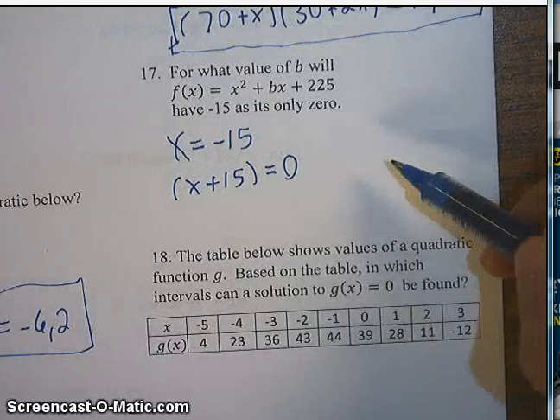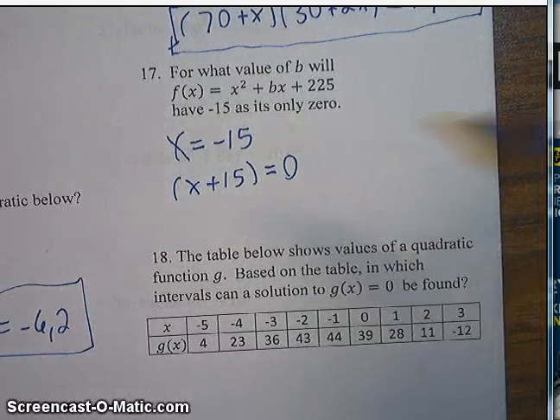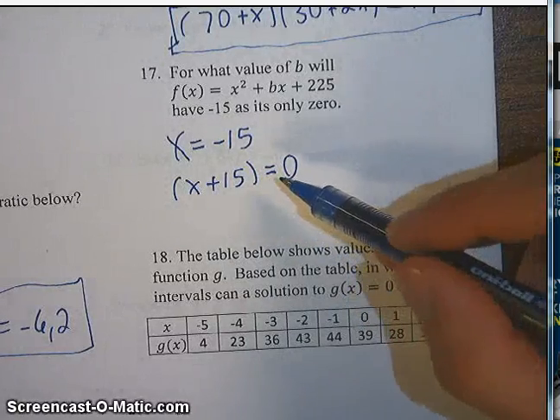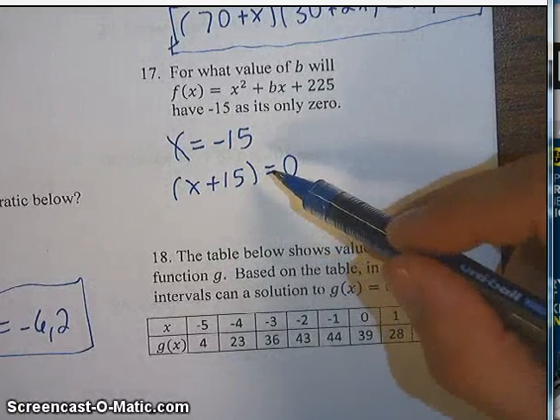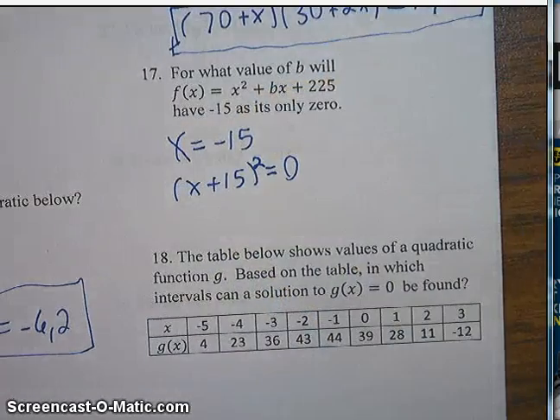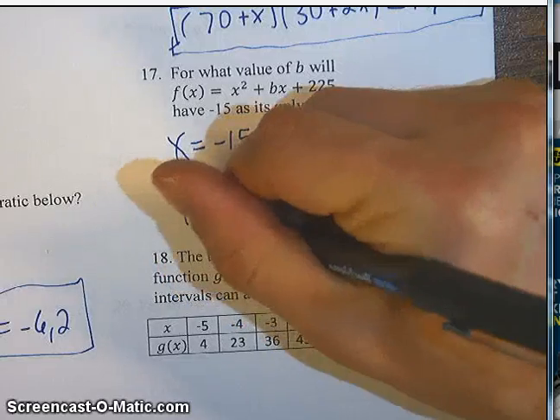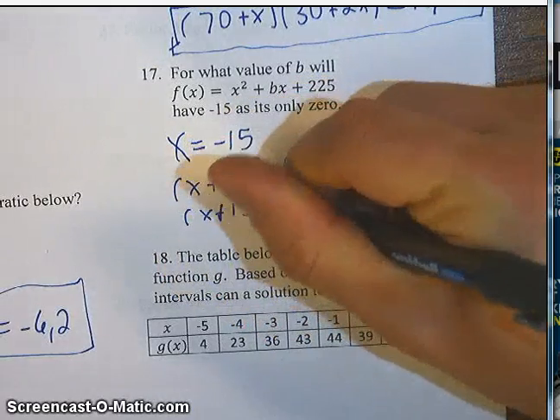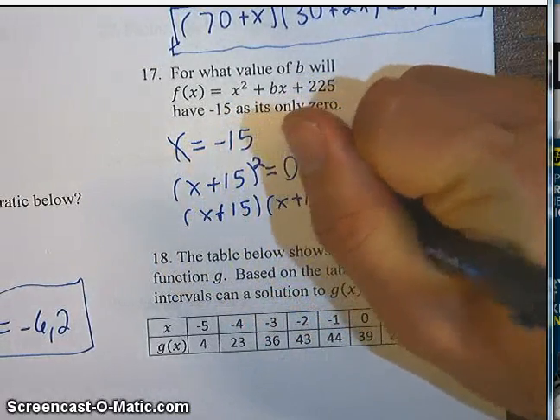Now, normally we have 2 factors because it's a quadratic. But if it only has 1 zero, that means that the factor is simply squared. There's 2 of them, which means that x plus 15 times x plus 15 equals 0.